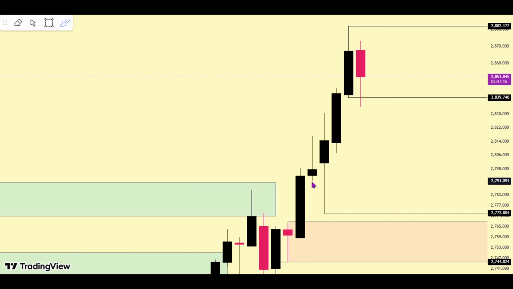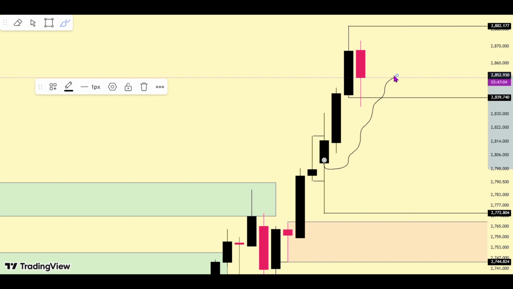But what did we see? Price actually swept the low of the inverted pin bar and then broke the high of the inverted pin bar, forming a bullish candle to the upside. Now this is an FU candle, this particular candle right here.